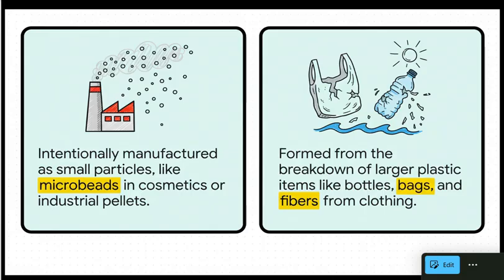Think of those little microbeads they used to put in face wash. But the vast majority are secondary. These are the little bits and pieces that break off bigger things, like water bottles, plastic bags, or even the synthetic fibers that shed from our clothes every time we do laundry.